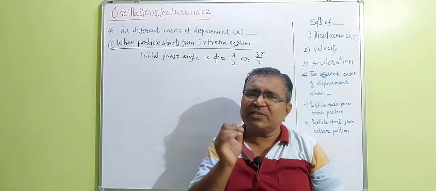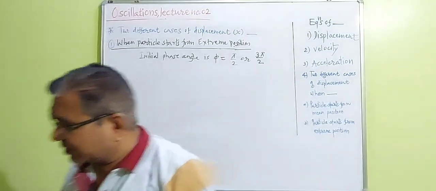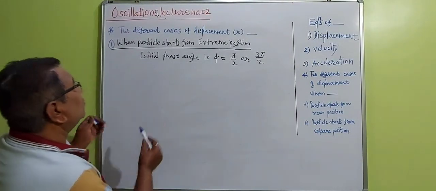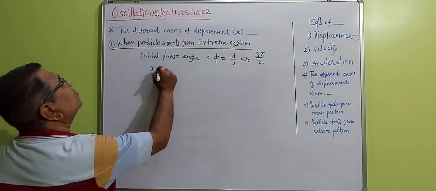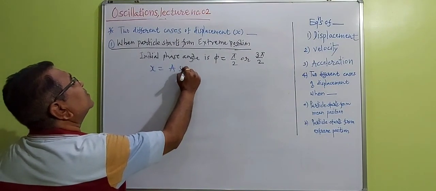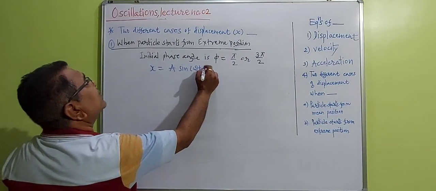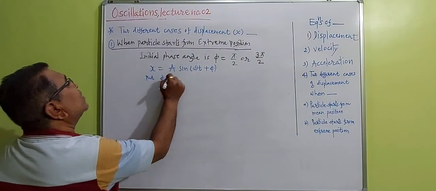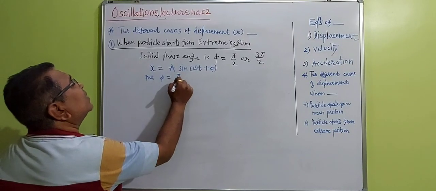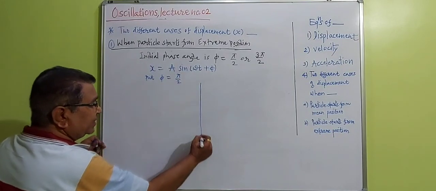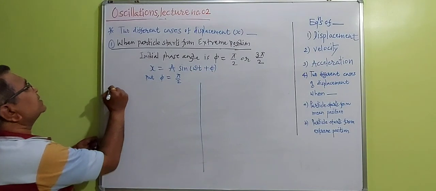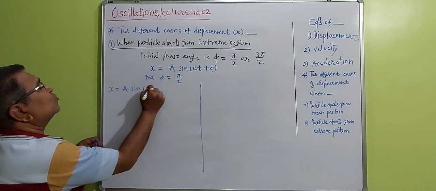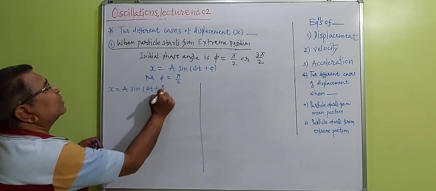And how the equation is coming, that we have to see. So let us derive the equation. We know x is equal to capital A sine of omega t plus phi. Put phi is equal to pi by 2. So x is equal to capital A sine of omega t plus pi by 2.